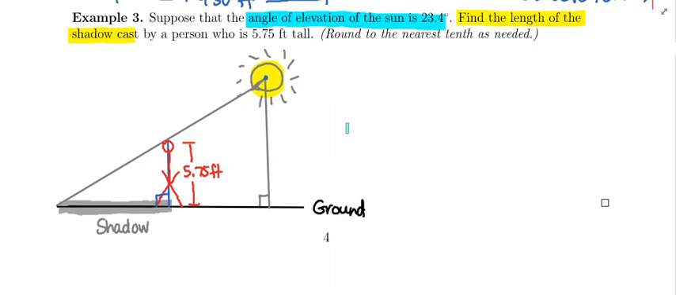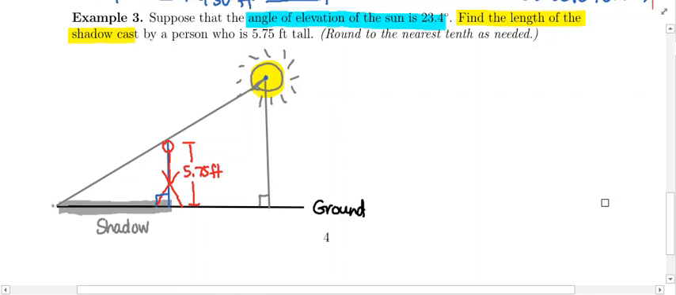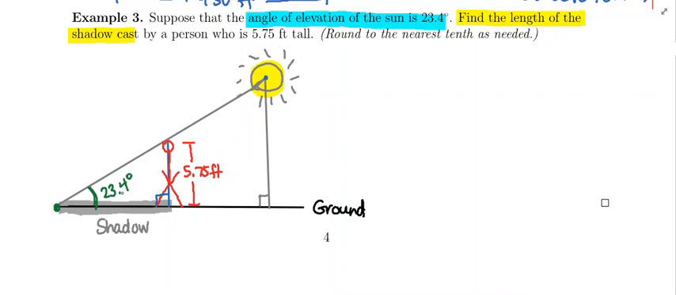Okay, so in this particular problem, if someone were looking up at the sun, that would be the line of sight, and then the ground would be the horizontal. This is going to be the 23.4 degrees. The angle of elevation here, like I said, is more straightforward. It's the angle you assume it to be. It's the one your gut is telling you.